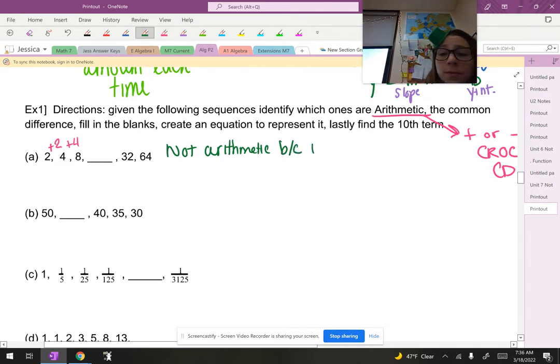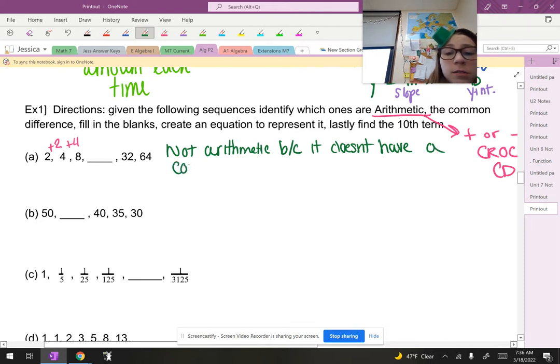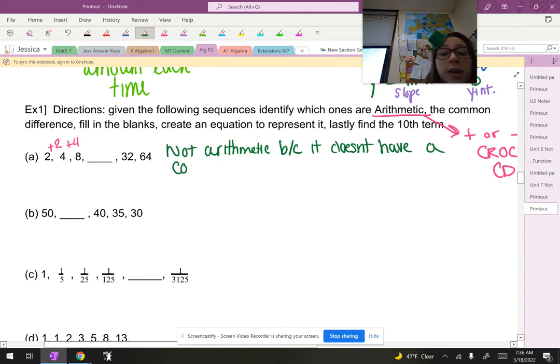because it doesn't have a constant rate of change. It doesn't have a common difference. Any one of those things would be fine. It doesn't have a constant rate of change.